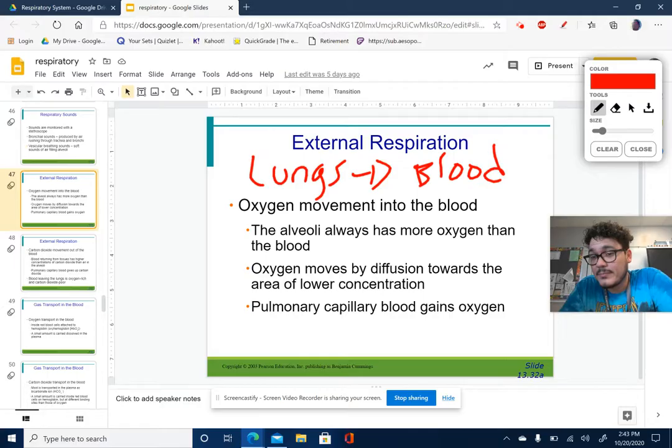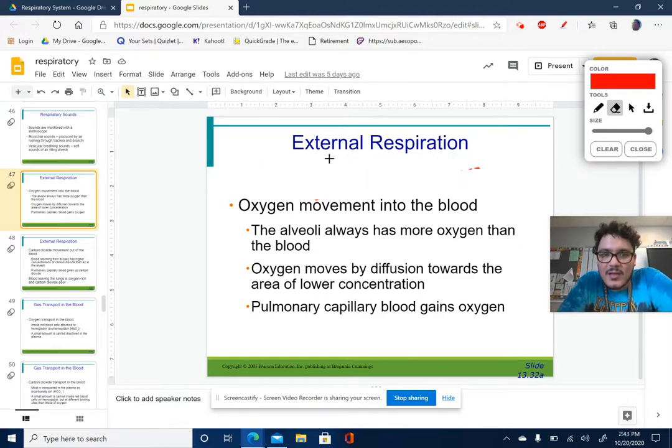And vice versa, right? So what are we trying to get from the lungs into the blood? Oxygen. That's what we need, right? That's what keeps us alive. The alveoli will always have more oxygen than the blood. That makes sense because we're breathing in. Oxygen will move via diffusion towards the areas of lower concentration. That's how diffusion works. Pulmonary capillaries will gain oxygen. Sounds good. So you're getting the oxygen from the alveoli into the blood.